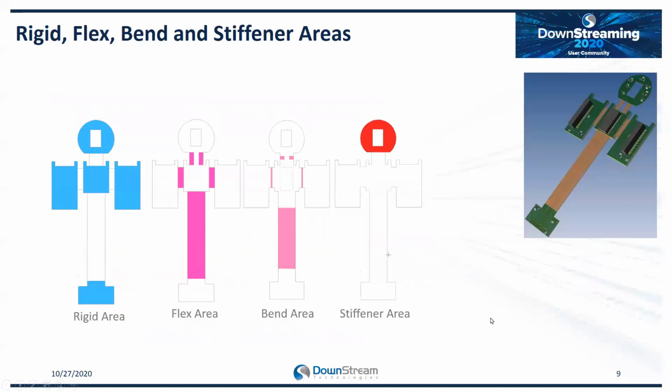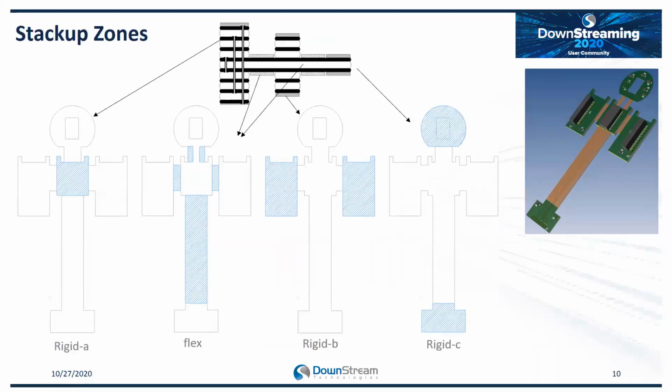Here's just an example. Here's a design that I'll be demonstrating with today on the right here. And here are some of the areas you might see in this design. There are rigid areas in blue, flex areas in pink, bend areas in light pink, and stiffener area in red. Okay. So that's an example of the areas that we'll import into our tools from these ODB and 2581 formats. A little bit about stack-up zones. So in this particular design, it's an 8-layer design.